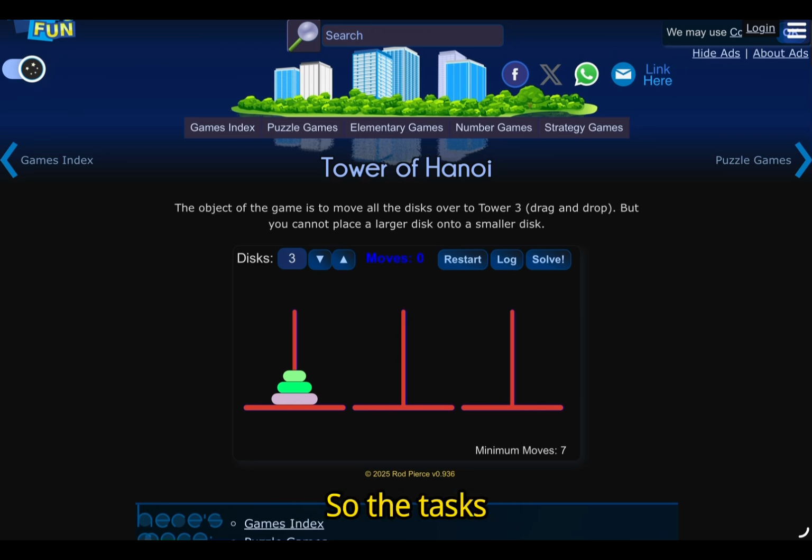So the task is clear and the rule is simple, but it is a game that troubles a lot of students. And also this game shows a very basic idea in computer programming, which is called recursion. That means break a large problem into smaller problems, and then solve the easier ones. Let's start with 3 disks, and then we go up to 7.